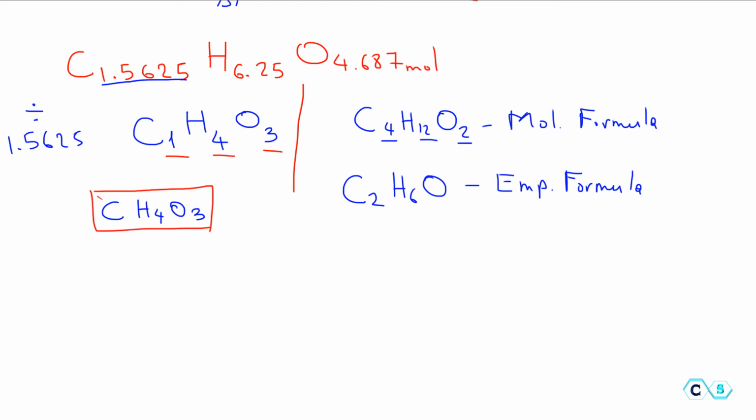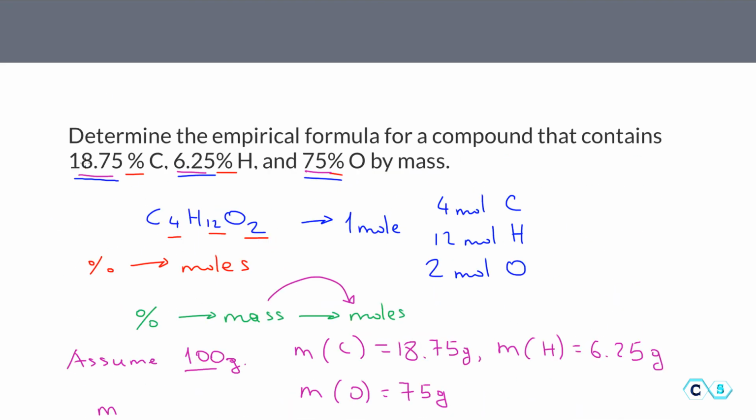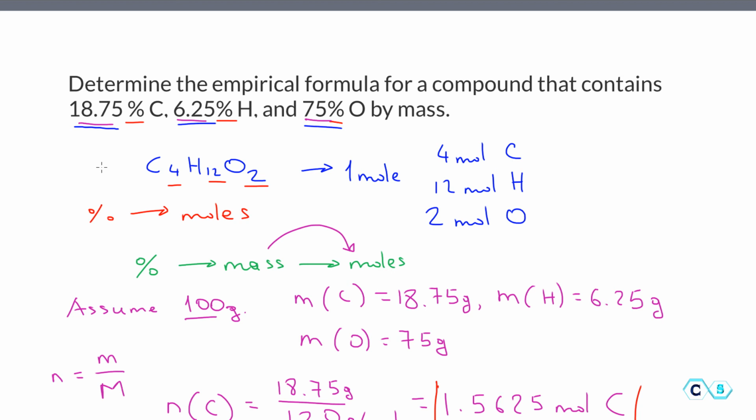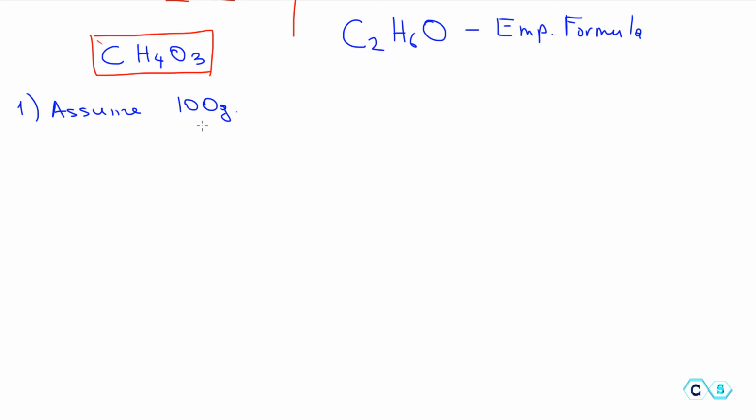Now to summarize a little bit, this is what you can do. If you are given the percentages first, you can assume that you have 100 grams of a sample. And here again, I want to mention one more time, you could have assumed that you have, let's say, 350 grams of the sample. It wouldn't matter. Then you would have to calculate the masses based on these numbers. You would have to calculate how many grams is 18.75% of 350 grams, and the same for the 6.25% for the oxygen. You'll get absolutely the same result, but it's just easier to assume 100 grams of the sample.